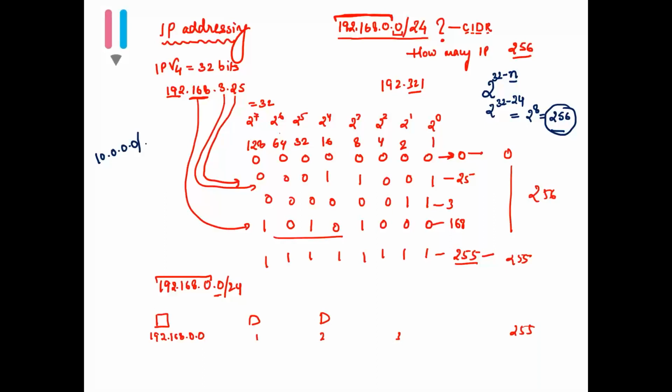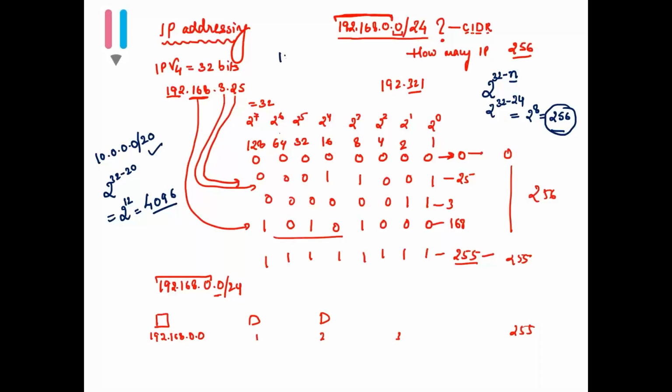10.0.0.0/20, let's say 20. So if it is 20, the formula is 2 to the power 32 minus 20, which is nothing but 2 to the power 12, and 2 to the power 12 is nothing but 4096. So simple. Now you can very simply explain how many IPs we can create in this CIDR.